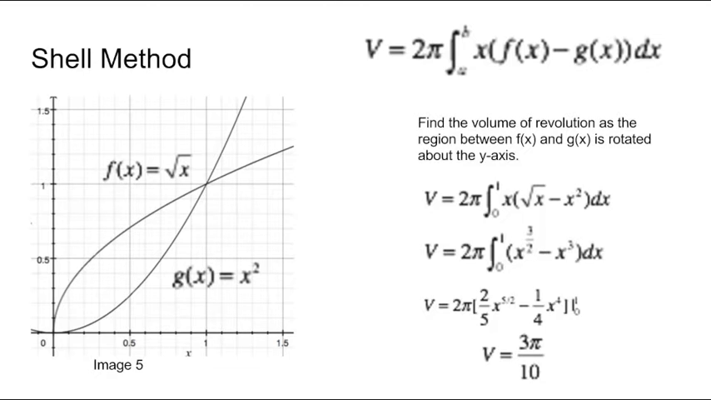Lastly, there is the shell method. Volume is equal to 2 pi times the antiderivative of x times the difference between the outer and inner functions, f of x and g of x, for the interval from a to b. For rotation about the y-axis, the interval is for x equals a and x equals b. For this example, the interval is from x equals 0 to x equals 1, because those are the points where the two functions intersect. Plugging the values and functions into the equation, the volume is equal to 3/10 pi units cubed.